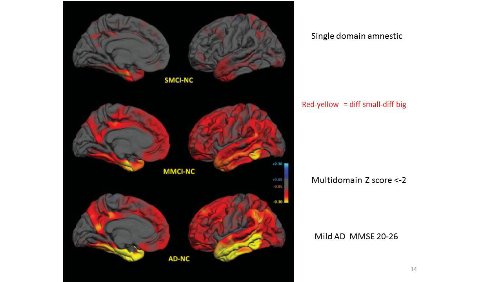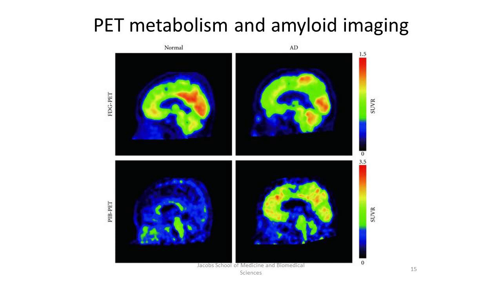So intervention at this stage is probably too late. You have to shift it earlier, and that's why we have to get good at diagnosing amnestic mild cognitive impairment.